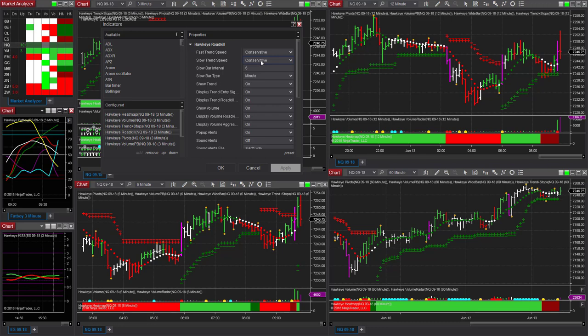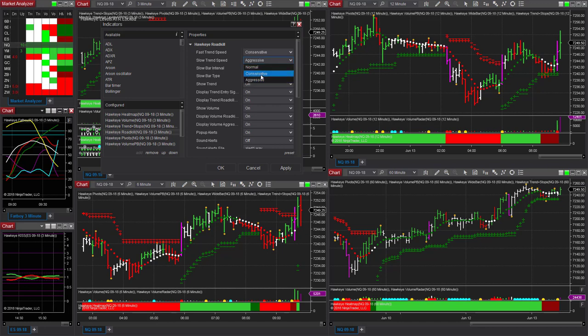Now, if I wanted to have a little bit faster entries, one thing you can do is change your slow trend speed to aggressive while keeping your fast trend speed conservative. That will give you a signal of agreement a little bit faster on your 6 minute relative to your 3 minute over time. So that's one way to try to get into trades a little bit quicker or sooner, if you think you're getting a little bit late to the party.